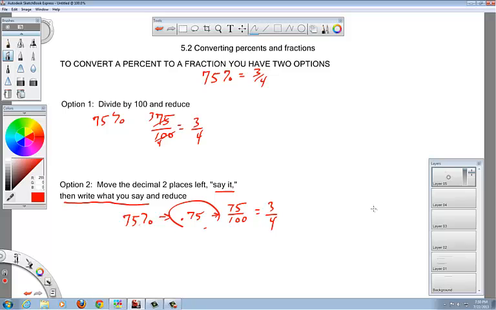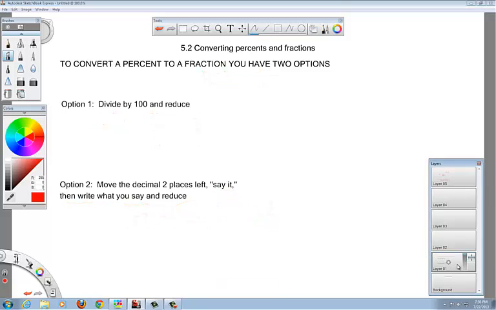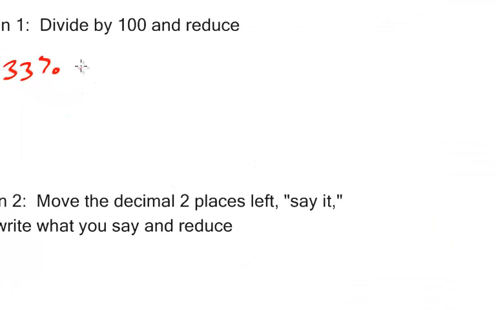All right. Now, I wish that was it, but there's a lot more to this. So I'll get rid of that, and we'll do a bunch of examples using option one and option two, and I'll show you what the advantage is. Let's say we had 33%, and I'm going to use option one on this. Just like before, we would take 33, divide it by 100, and reduce. That doesn't reduce, so bam, you're done. That's a fraction right there.